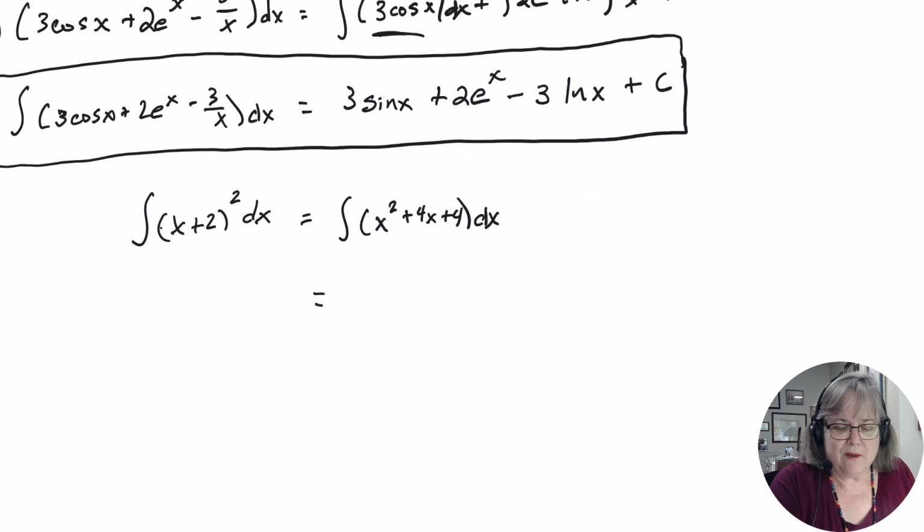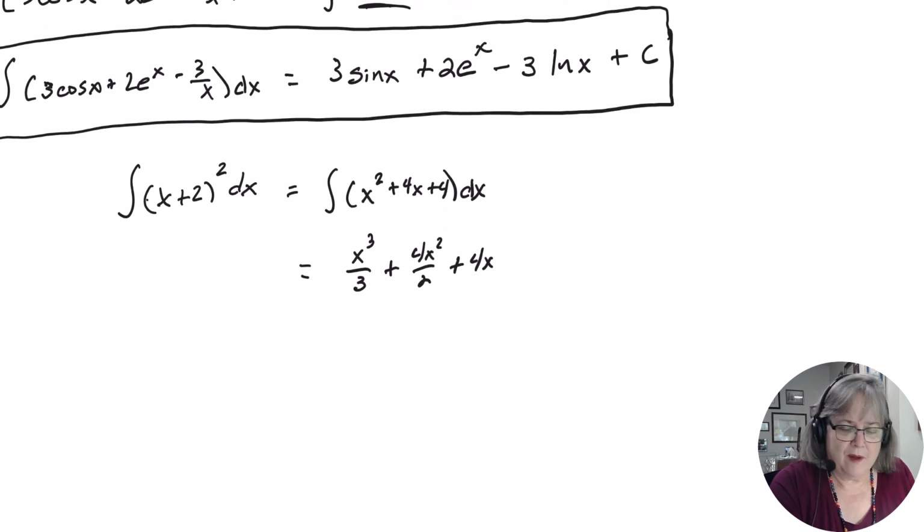Then I'm going to integrate each one. So I add 1 to the power, divide by the new power. Add 1 to the power, divide by the new power. 4x, right? Plus c. So this would be 1/3 x cubed, plus 2x squared plus 4x plus c, right?